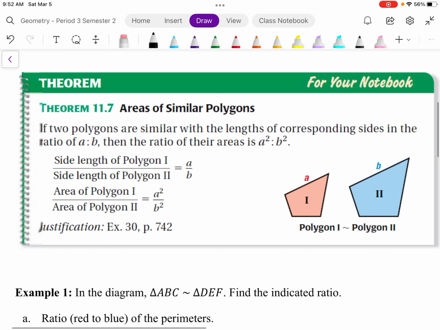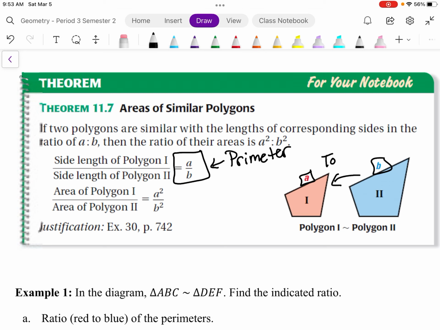If 2 polygons are similar with the lengths of corresponding sides in the ratio of a to b, then the ratio of their areas is a squared to b squared. So when we're drawing our ratio for perimeter, it's just going to be the length of those side lengths over each other. So this one would be going to polygon 1. And this would be our ratio for perimeter. Then our ratio for our area, we just have to square those numbers. And then we can use that to find the area of a second shape.